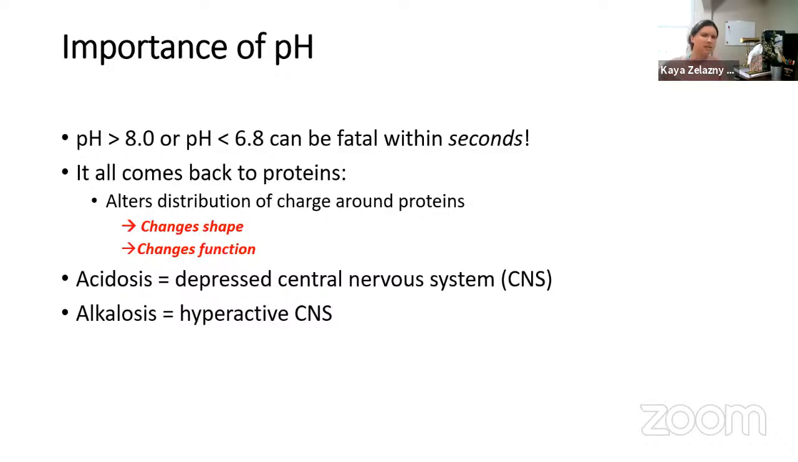So in general, in acidosis, the effects that we see are a depressed central nervous system. So we see neurons not firing enough, not firing as frequently. Alkalosis has the opposite effect. So in alkalosis, we often see a hyperactive central nervous system. And this is obviously before you get to the fatal range.